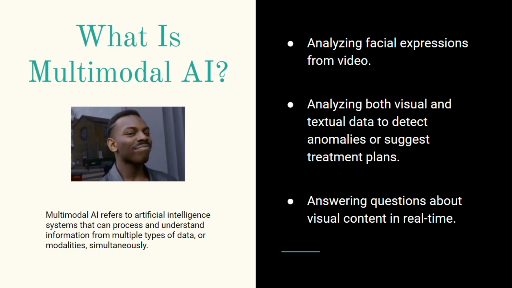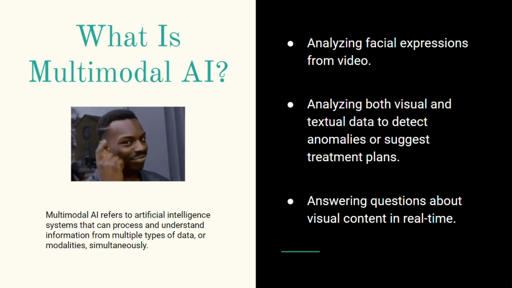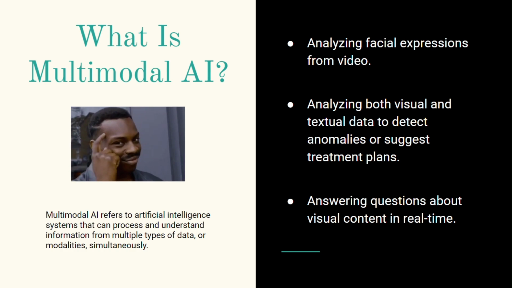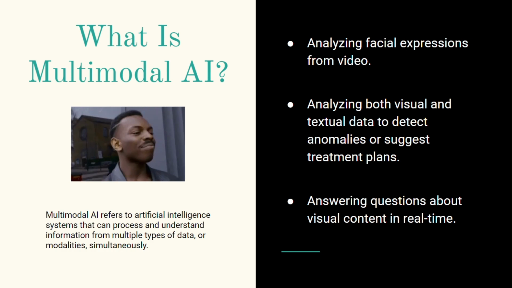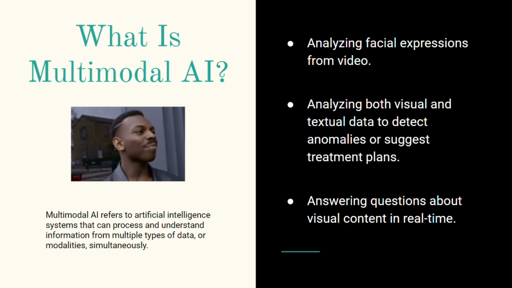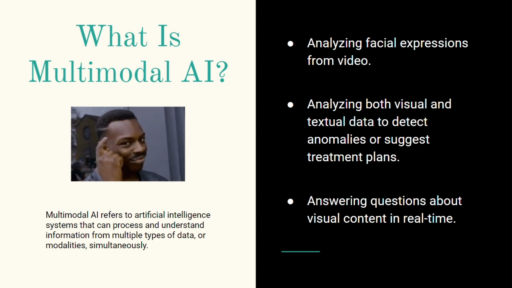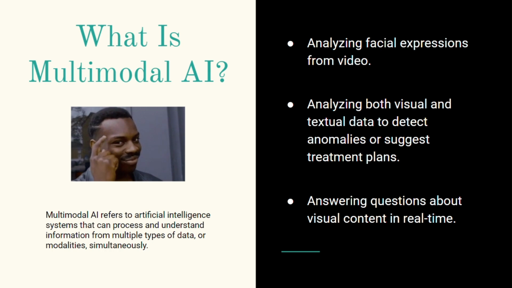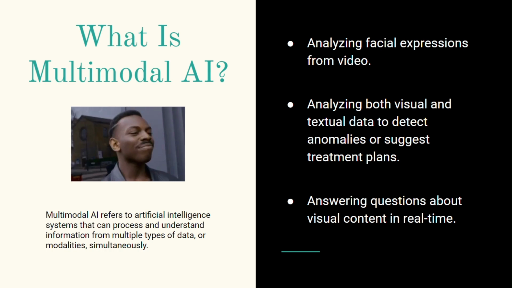Some examples of this might be analyzing facial expressions from video, analyzing both visual and textual data to detect anomalies or suggest treatment plans, and answering questions about visual content in real time. Right now, the most popular multimodal AI, I believe, is GPT-4o. I think Anthropic's Claude models, I believe either Sonnet, maybe Sonnet and Haiku, are both multimodal as well. So there's three different multimodal AIs that I've already noted down for you guys. But I think the most popular one is GPT-4o.